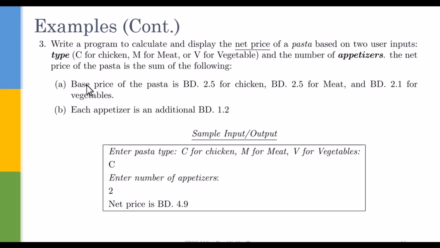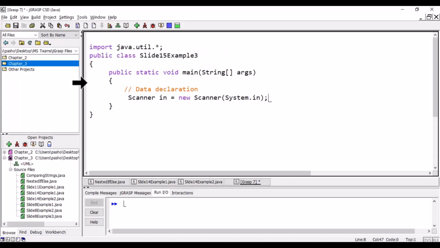So let's go to JGrasp and write the program. Here we are in JGrasp. I have already prepared the program. This is the program for example 3 that is on slide 15. I have defined a scanner, and now we need to know what variables we need for this program. We need two variables initially. We need a char for the type of pasta, and we need an integer for the number of appetizers. So we call it appetizers.